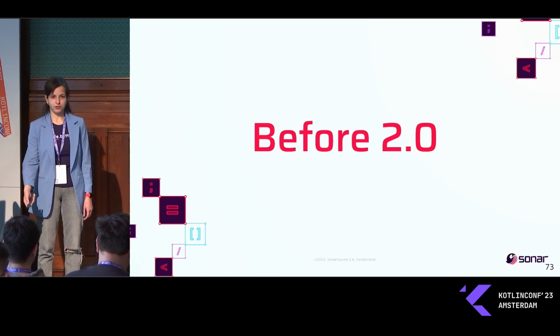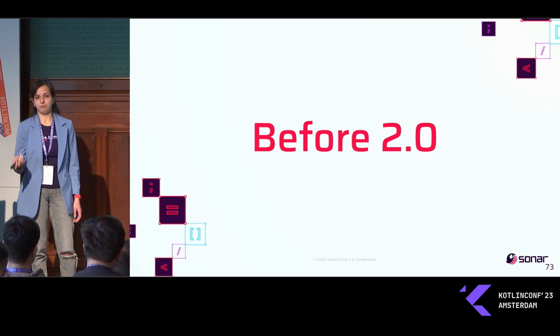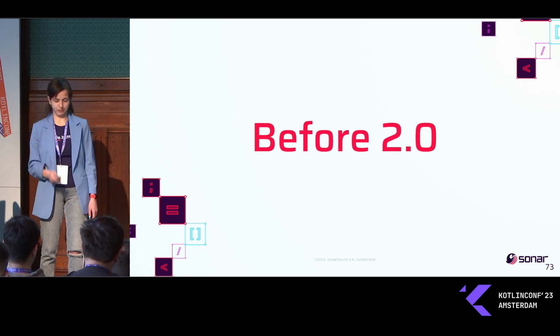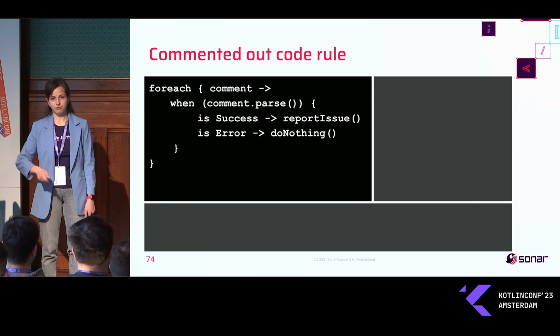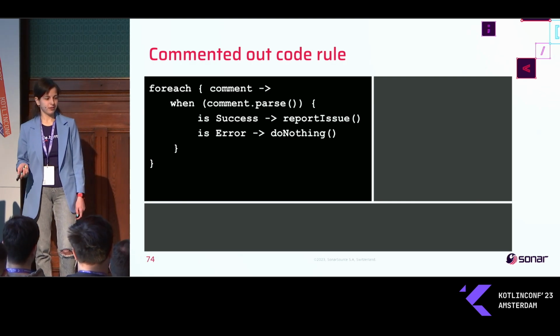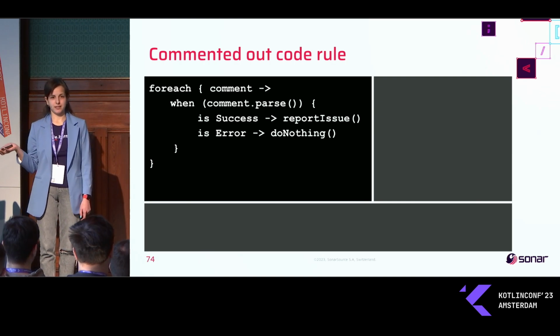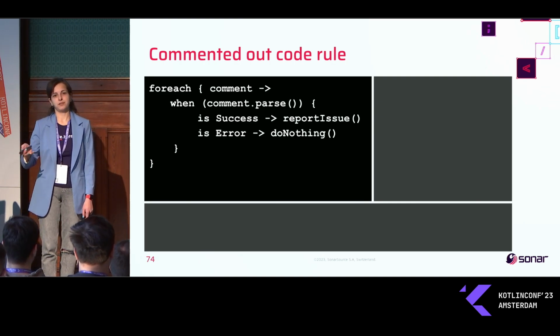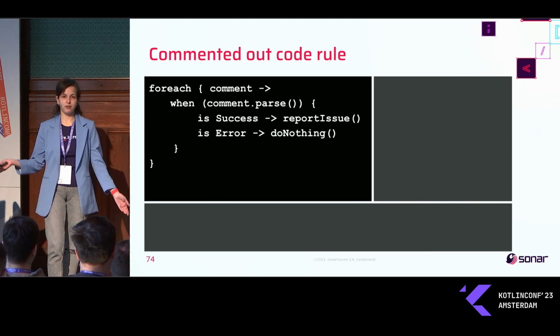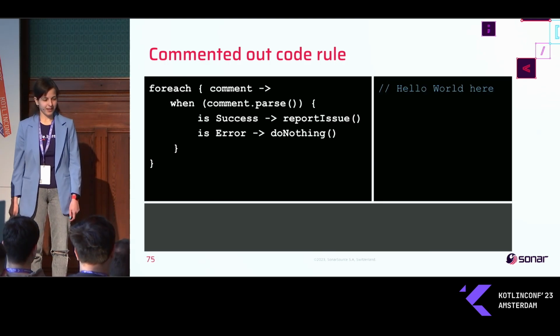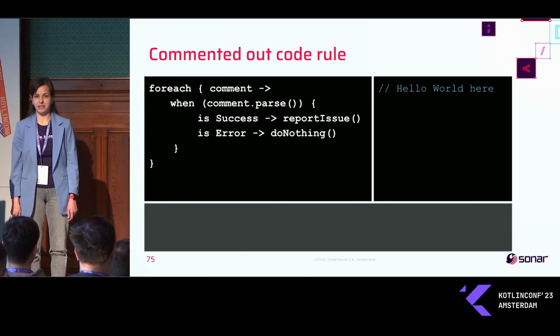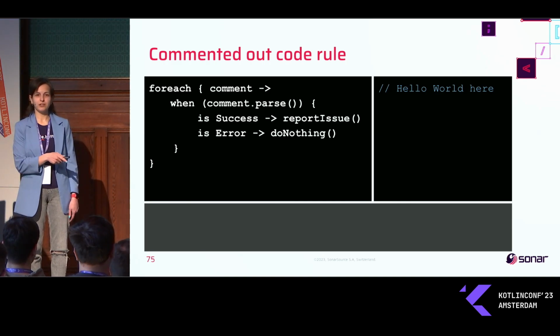Before 2.0, it worked perfectly. Everybody was pretty happy with this. Why? Because we took every comment and parsed it, which was pretty cheap, and if the parsing was successful, we reported an issue, and if it was not successful, we assumed it's not code and did nothing. And here is one funny example. Is it code?